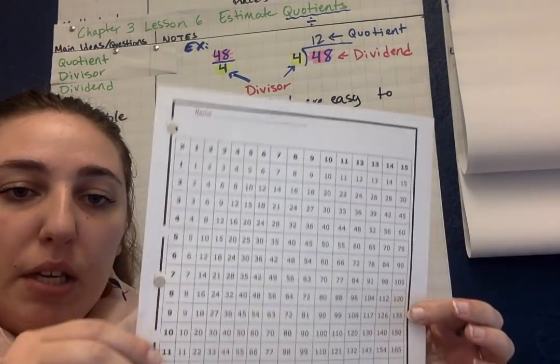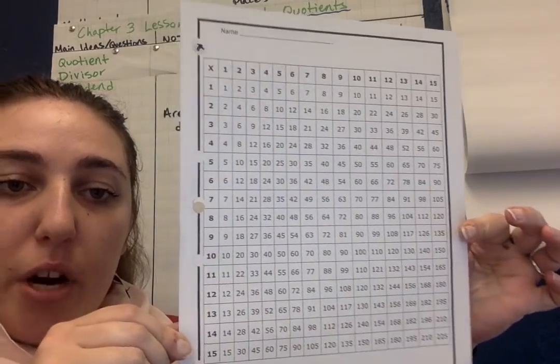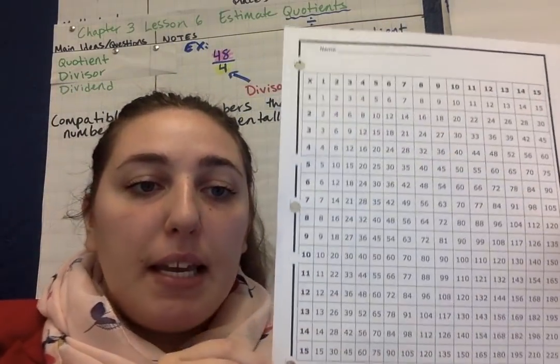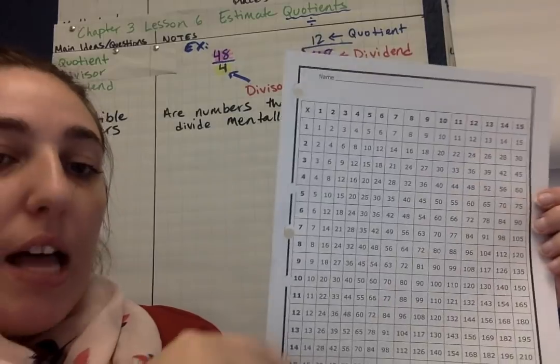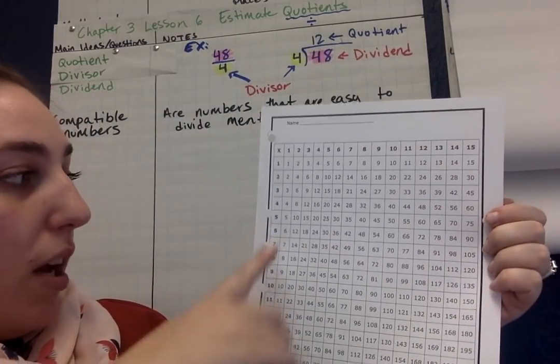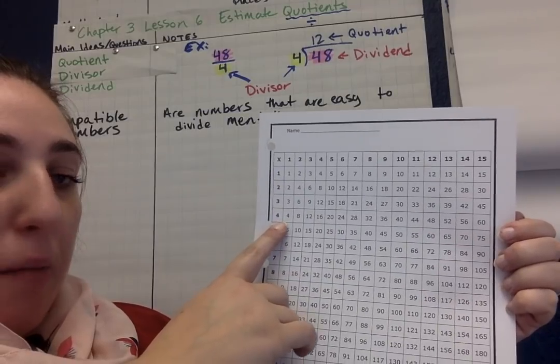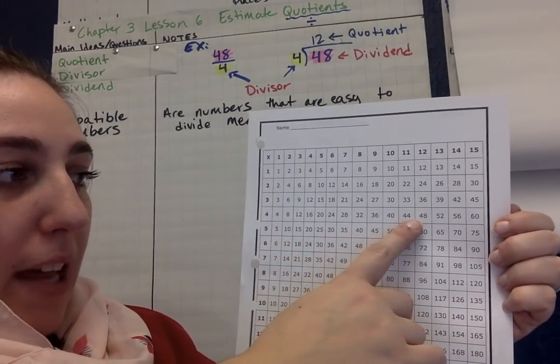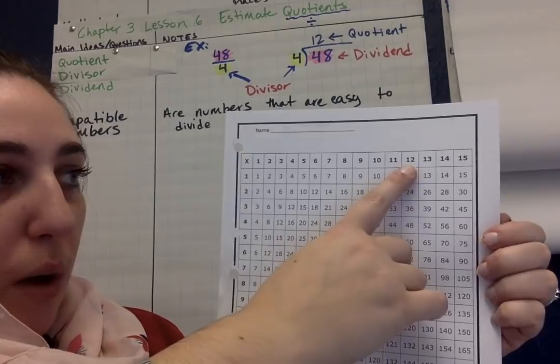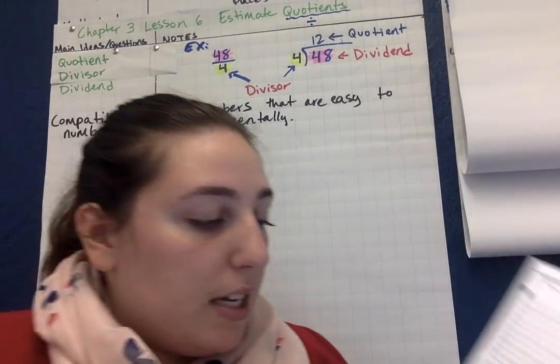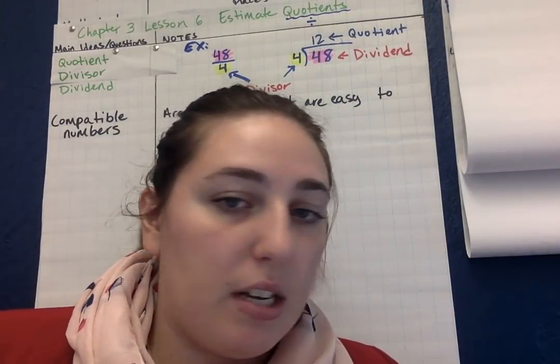We are also going to be using this multiplication fact chart today. If you have it, I would take it out. You can get this in class as well. So here is 4, okay? And if I follow my multiplication chart table, I find that it goes into 48 12 times. So that's how you use it, and we're going to be using this today.